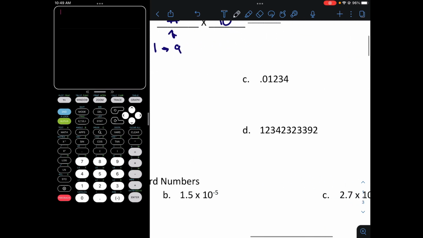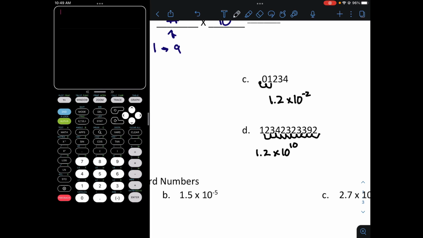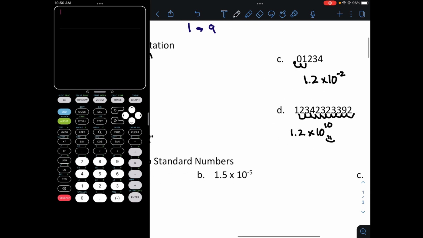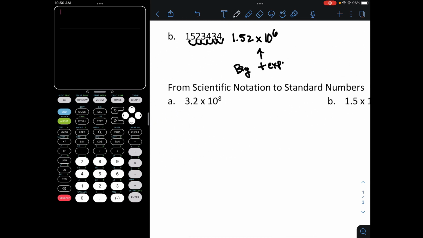Okay? These two here, again, moving 1, 2, so 1.2 times 10 to the negative 2. That's okay with me. And we are moving 1, 2, 3, 4, 5, 6, 7, 8, 9, 10. 1.2 times 10 to the 10th for there. All those other numbers, I'm just going to round in this case to make it a little easier for you guys.